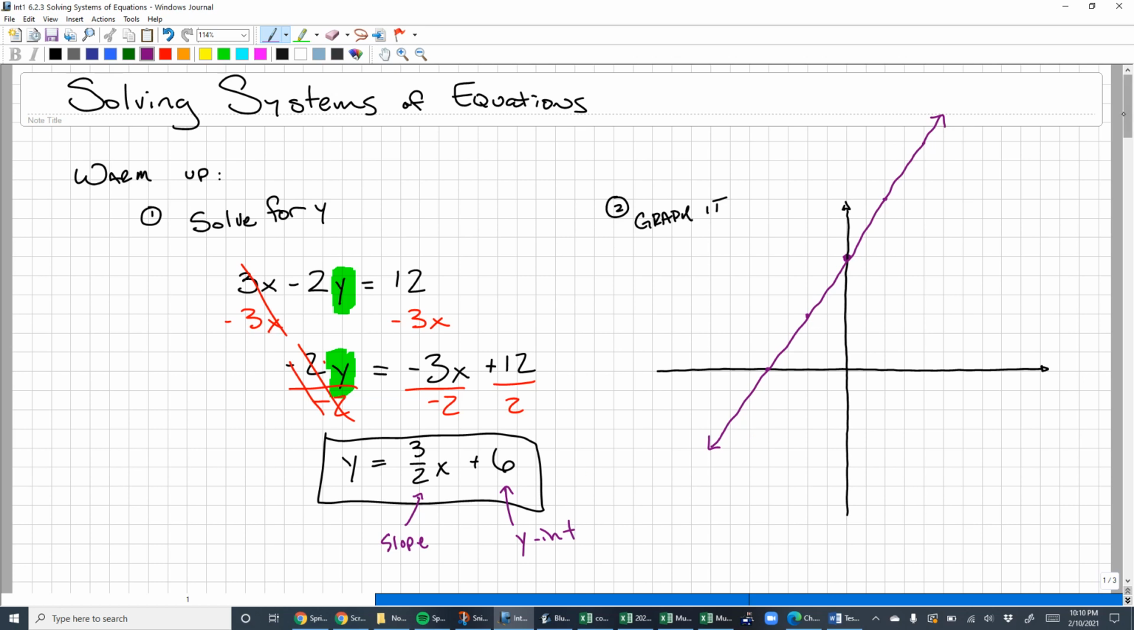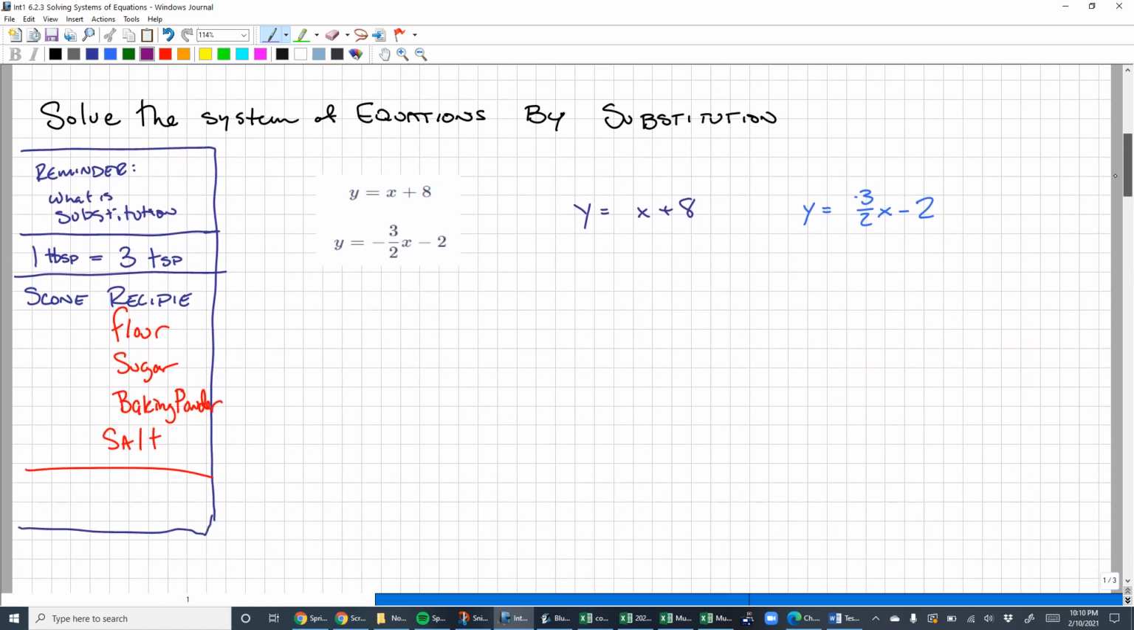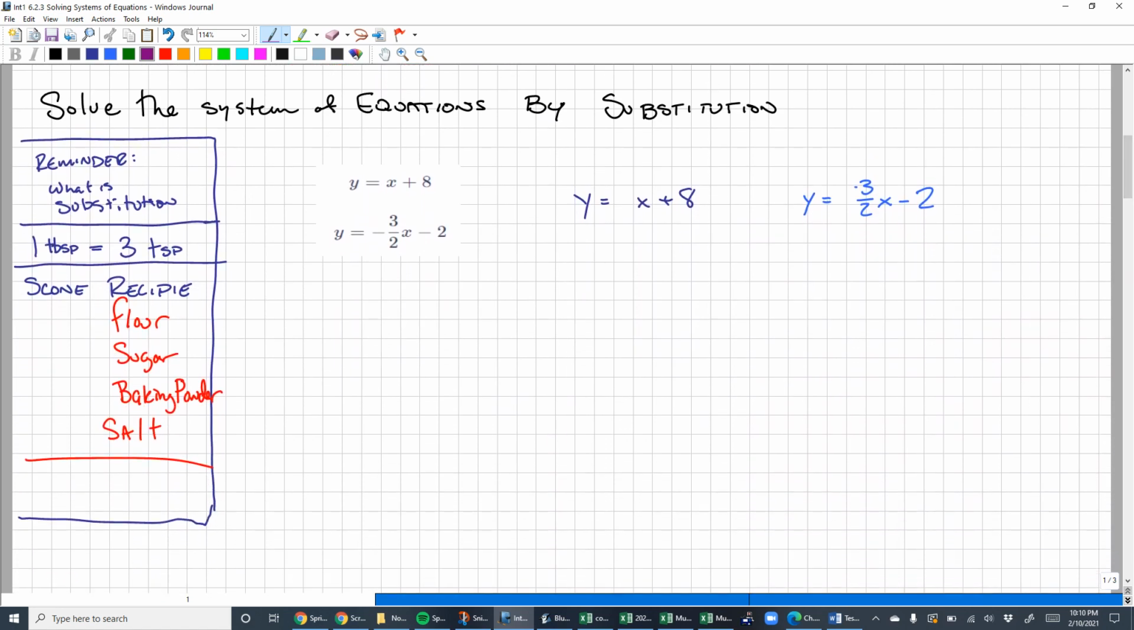So today we're going to utilize both of those skills as we get more into solving systems of equations by substitution. And when I solve systems of equations by substitution, I want to highlight what substitution really is. We're substituting one thing for another because those two things are equal.